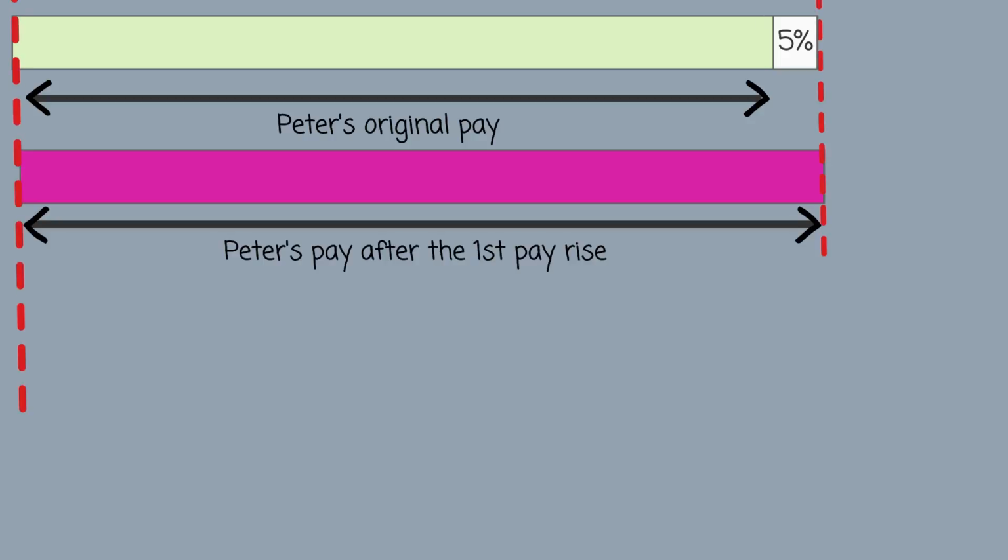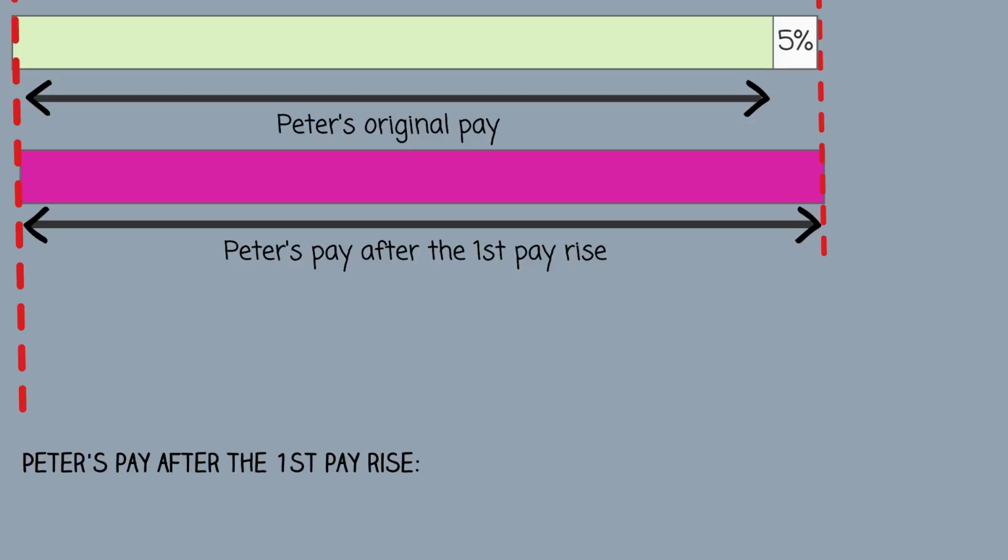Using the model, we can simply add one small rectangular bar to represent the pay rise of 5%. This pink bar represents Peter's pay after the first pay rise. The pink bar is longer than the green bar. This shows Peter's pay after the first pay rise is greater than before.